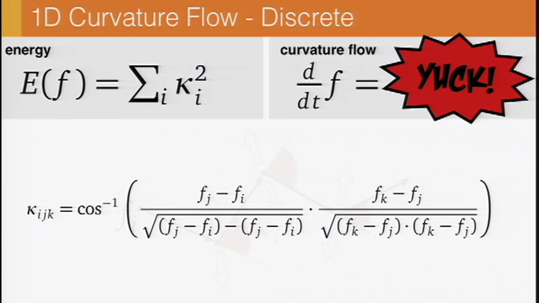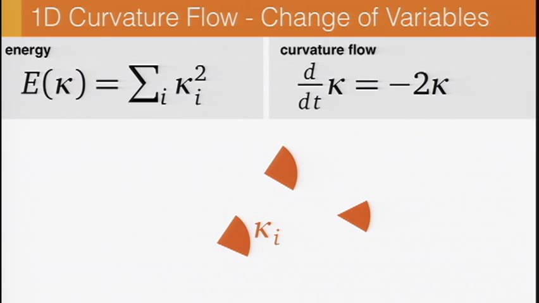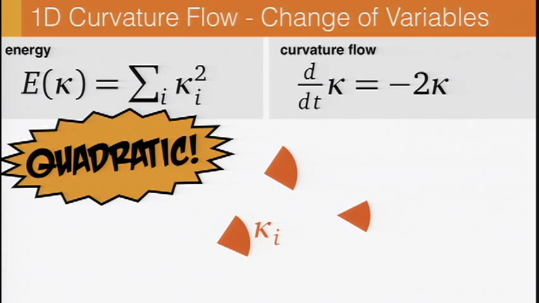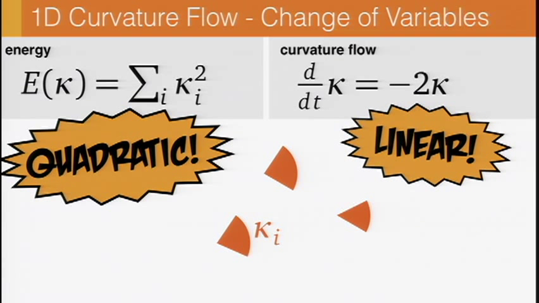But just looking at this slide, you think, well, this is kind of bizarre, what I'm doing. I have this very nice looking energy in terms of these angles or these curvatures kappa. Why am I trying to write everything down in terms of these positions F? Kind of strange. So a more natural thing would be just to write everything down in terms of these curvatures kappa. And now we get a nice quadratic energy and a nice linear flow equation.